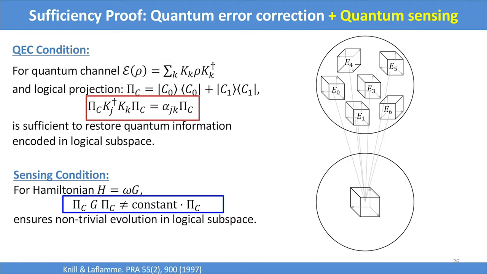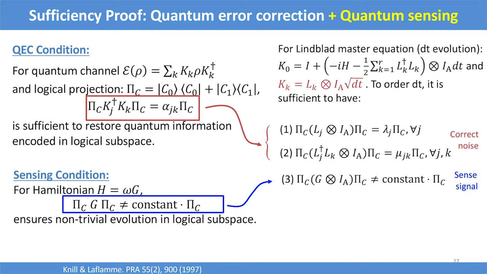Then that is the error correction criterion. And that will imply that if you have error projected to some other error space, then you will be able to find a way to restore it back to the original code space. And the second condition is the sensing condition: while you're doing error correction, you need to make sure there's still something non-trivial happening at the logical level that allows you to sense the signal. That can also be easily formulated as the projection of this Hamiltonian to the code space should not be a trivial projection. There should be something non-identity in the code space that allows you to acquire the signal. So those are two quite intuitive conditions.